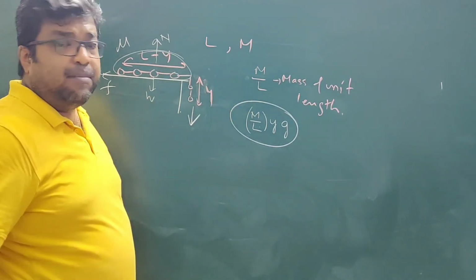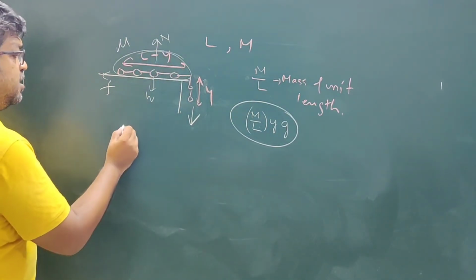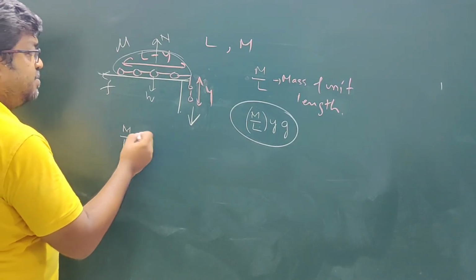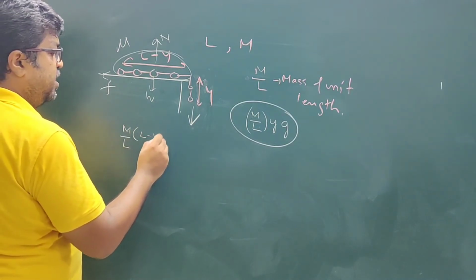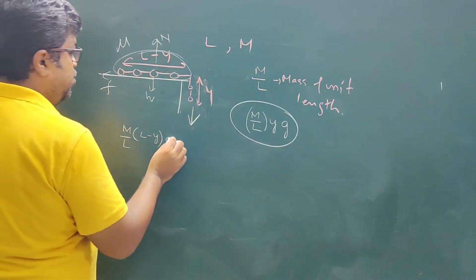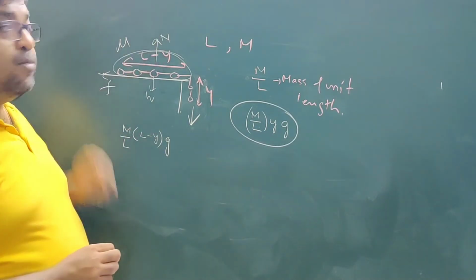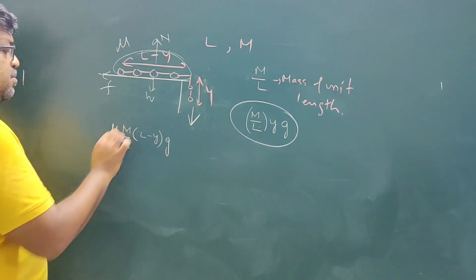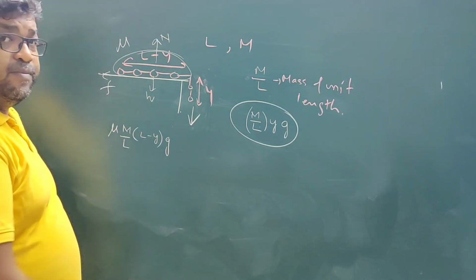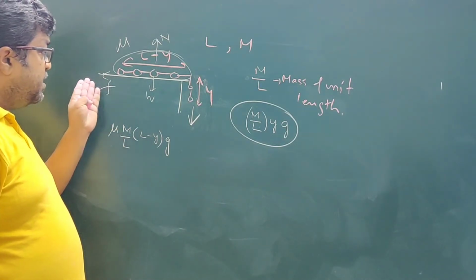What is the unit length mass? M by L. So for this part, mass will be M by L into (L minus Y). This is the mass into g. This is the weight, and this is equal to the normal reaction. If I multiply this with mu, that is the friction force. So this friction force is acting in this direction.